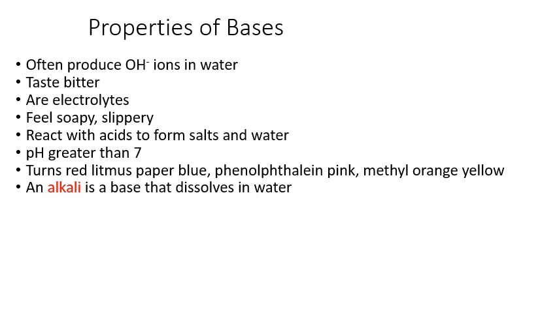They react with acids to form salt and water. This time the pH is greater than 7. And they turn red litmus paper blue, phenolphthalein pink, methyl orange yellow. And an alkali is a base that is soluble in water. Okay, so that's pretty much all we need to know for this unit. Next unit, we're going to look at the pH scale. So what does that mean when we say a pH of 7?